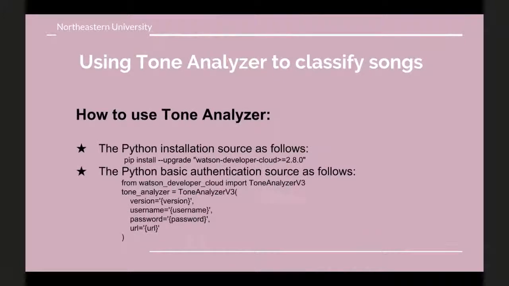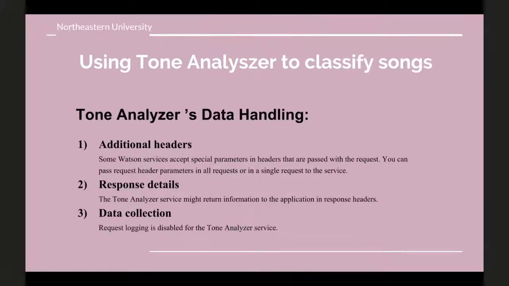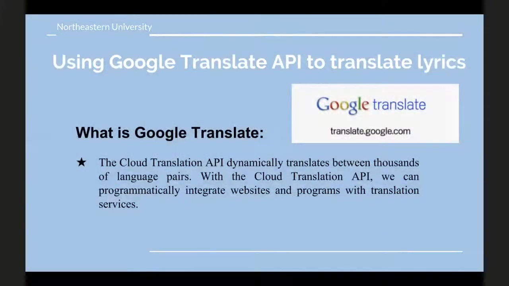So how to use it? At first we need to install the Python source and then make some basic authentication. And we also need some data handling methods and do the coding to use the Tone Analyzer. After we use the Tone Analyzer, we also use the Google Translate API to translate lyrics.